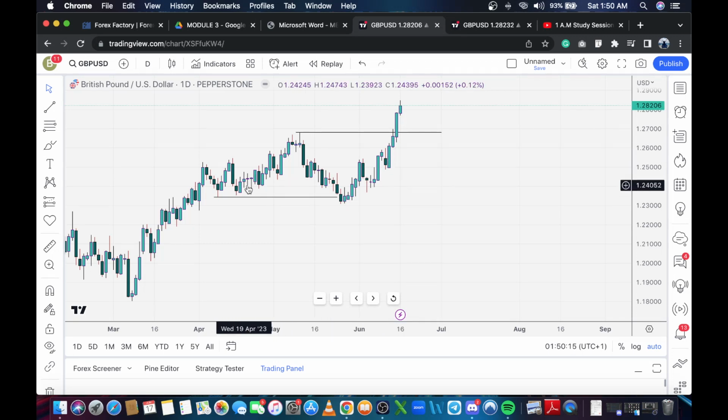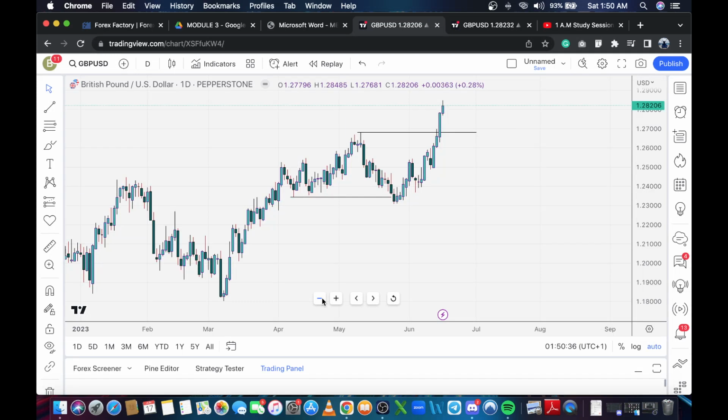Now if you look at this consolidation, look how small the bodies are, and look at how larger or more prominent the wicks are prior to the run higher here. So we have wicks back and forth, we have wicks back and forth, another wick back and forth, a long wick here, a more prominent wick, and then price runs higher for the target objective.